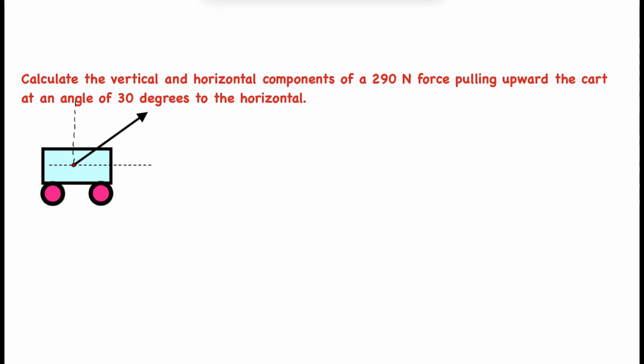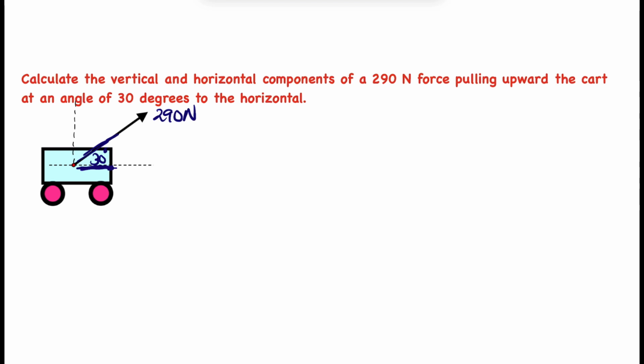So if they say the force is at 30 degrees to the horizontal, that means that the angle 30 is here. If they were saying 30 to the vertical, the 30 was going to be here. But to the horizontal means it's between the horizontal and that force. So this force is 290 newtons, and the angle is between the horizontal and the force. I hope that makes sense.